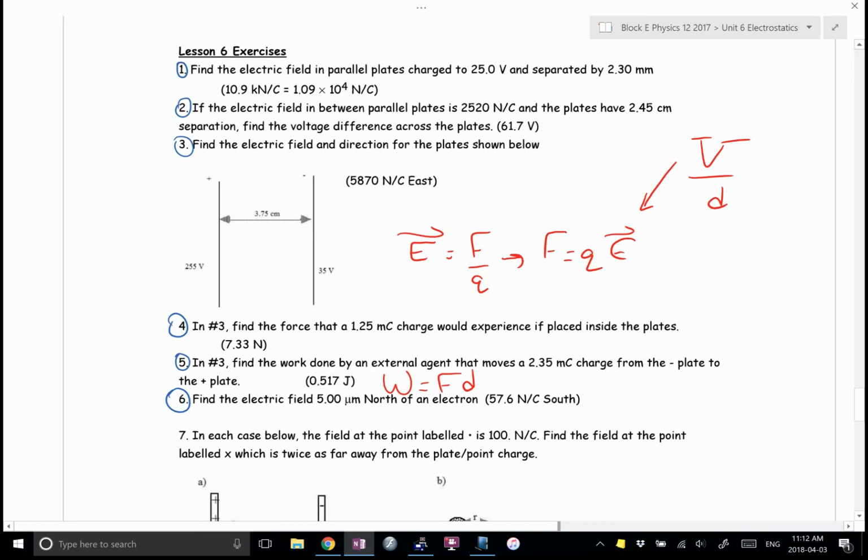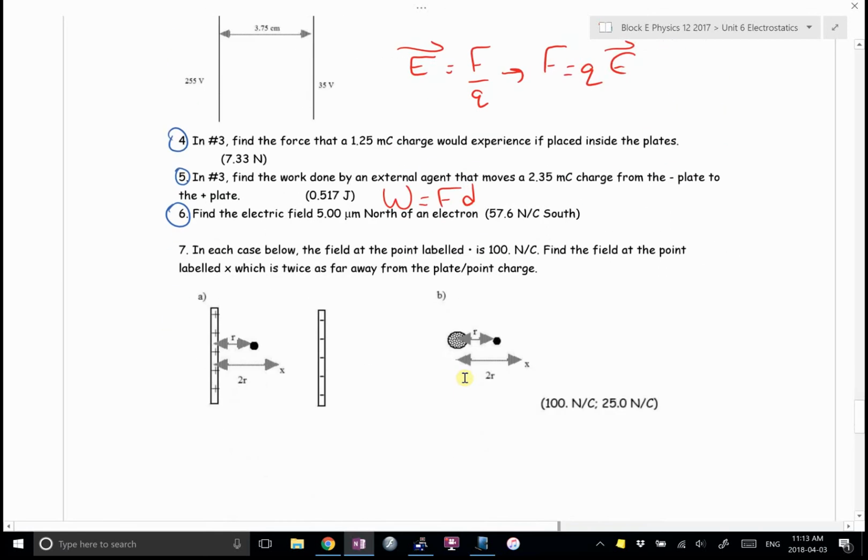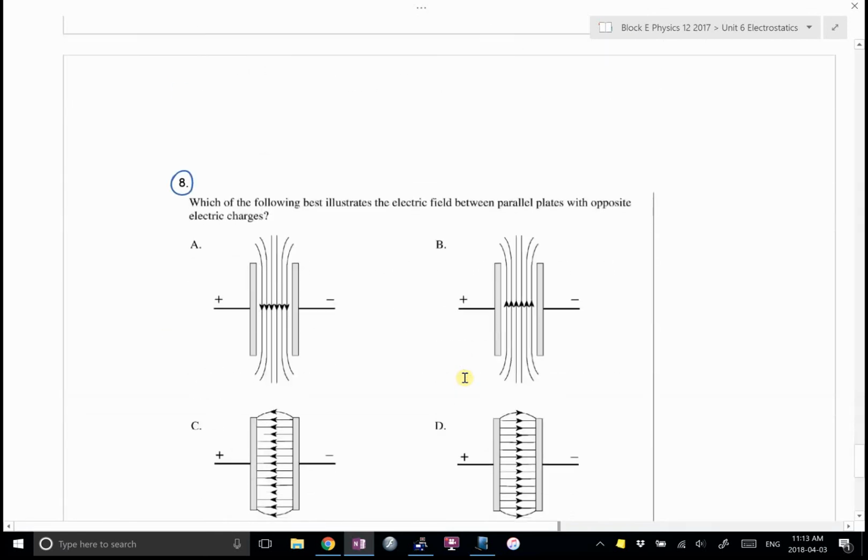And oh my goodness, I don't need to go change in potential plus change in kinetic, final minus initial. I can use force times distance finally again at long last between plates. Number 6 you can try. Number 8 you can try.